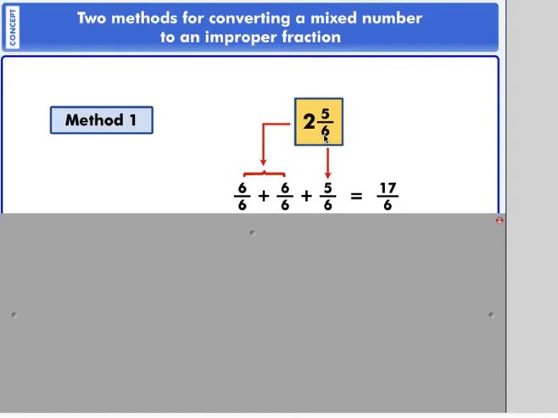So I know that 6/6 would be equal to 1. Okay, so if I have 2 here, I know that's 6/6 plus another 6/6. That makes 1, 2. And then I have to also add on the fraction part that I have, 5/6. So if I put that all together, 6/6 plus 6/6 is 12/6 plus 5/6 is 17/6 total. And that's one way we can change from a mixed number to an improper fraction. Okay, just kind of separating it out and adding them together.